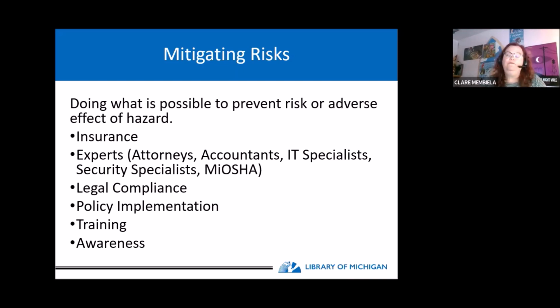MIOSHA, right? You've been dealing with MIOSHA the whole pandemic. Y'all know what MIOSHA is. Well, MIOSHA is another way of mitigating risks, right? So that's workplace risk. Again, we're back to, are all your shelves adequately bolted down? I've been in even big academic libraries where their shelves are not bolted to the floor. And some of those shelves hold huge amounts. I mean, we're talking thousands of pounds of books.